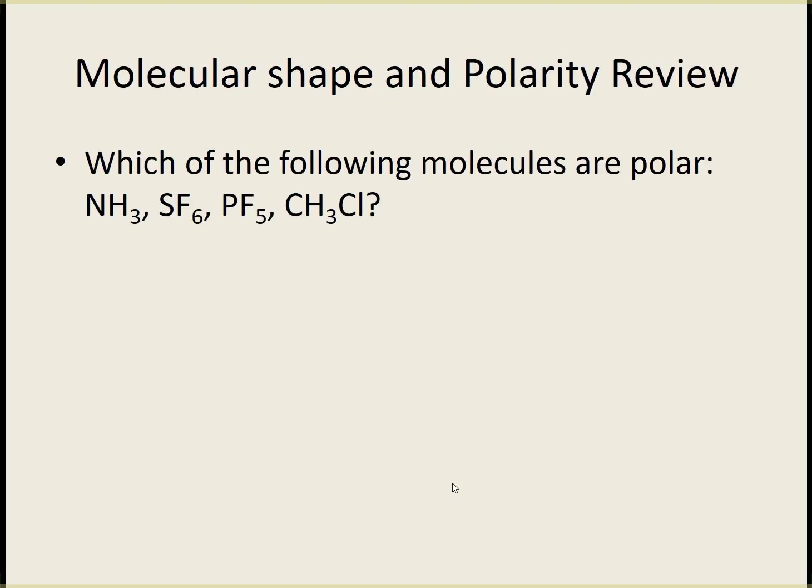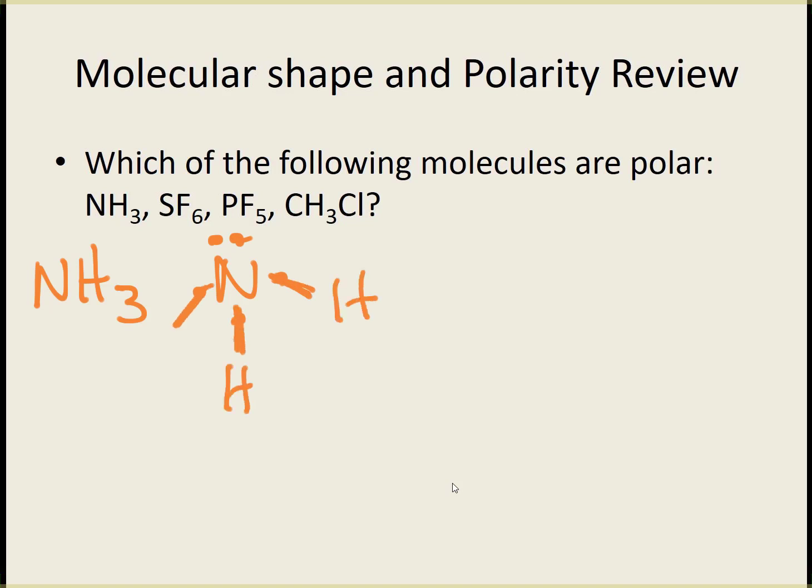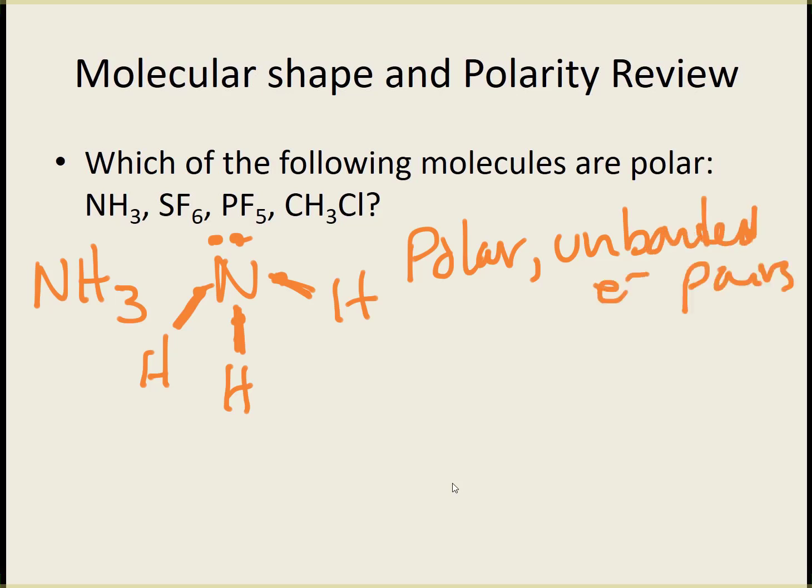So let's classify each of these molecules as being polar or nonpolar. So I'm just going to sketch them out. Nitrogen has 5 valence electrons, so I'm going to connect my hydrogens right there. So we've actually seen this one. This one is polar, and the reason why it's polar is because it has unbonded electron pairs. Let's do the next one.